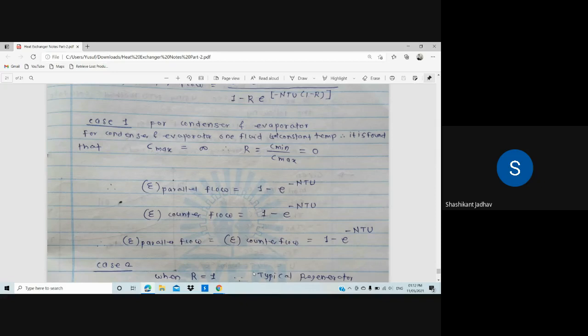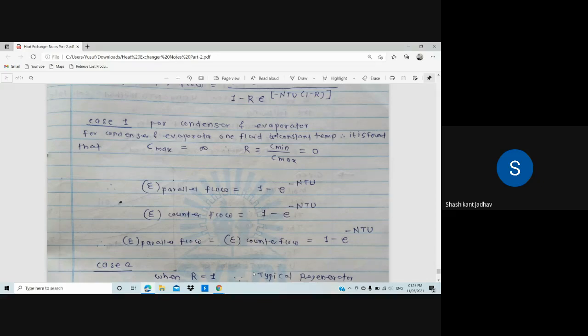1 minus e raised to minus NTU. Okay, so this is the effectiveness for the parallel flow heat exchanger. Then again we have to put that value of R equal to 0 in the equation of the counter flow heat exchanger. By putting R equal to 0, we get the equation 1 minus e raised to minus NTU. So we get the same equation. Okay, so from that we say that the effectiveness for the parallel flow and counter flow heat exchanger is the same.